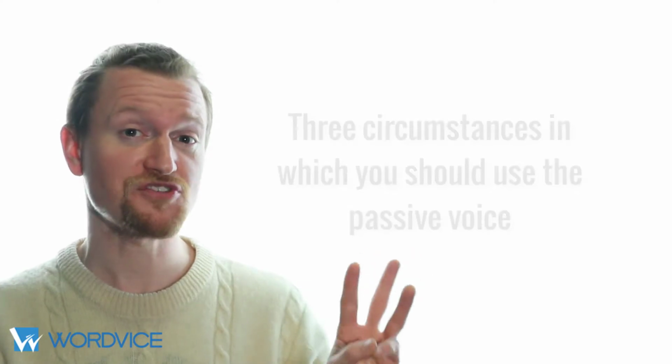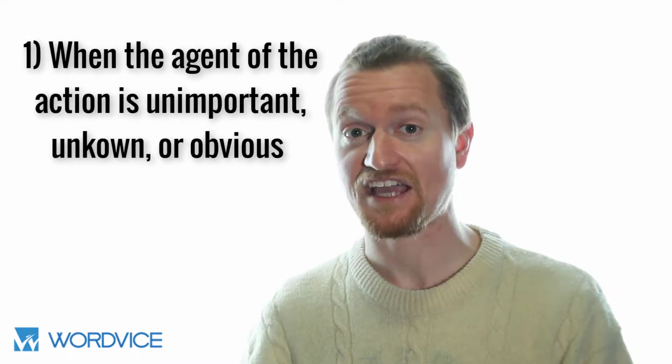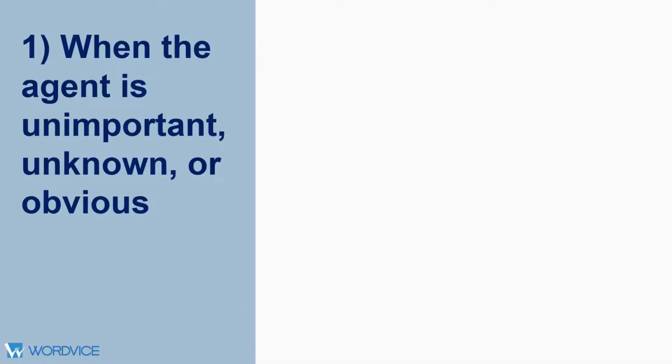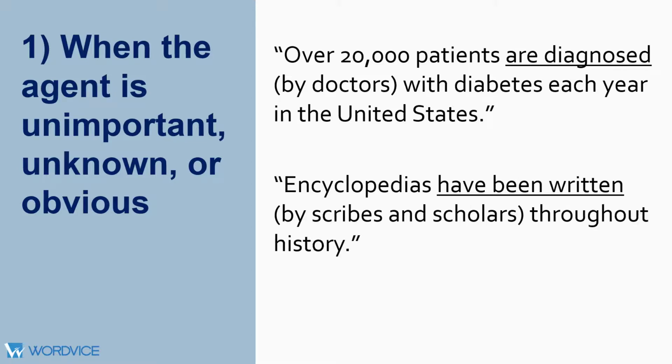But let's talk about 3 circumstances in which using the passive voice can be a good decision. First, choose the passive voice when the agent of the action is unimportant, unknown, or obvious to readers. For example, "Over 20,000 patients are diagnosed with diabetes each year in the United States." "Encyclopedias have been written by scribes and scholars throughout history."